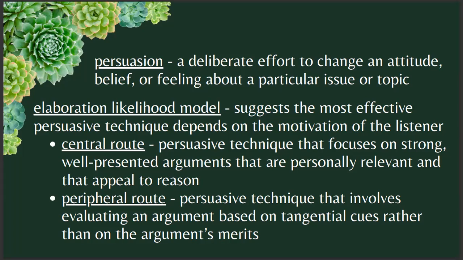So the central route, you're going to be focusing on a good, strong argument, logic. Peripheral, it's going to be more on intangible things, more superficial things that you're going to be able to use to change someone's mind. And that depends on the listener themselves. Are they looking to have their minds changed? Are they looking to have a strong argument? Are they looking to put much thought, much effort, much time, much energy into this? I don't know. And so that's what depends on which route you take according to the elaboration likelihood model.